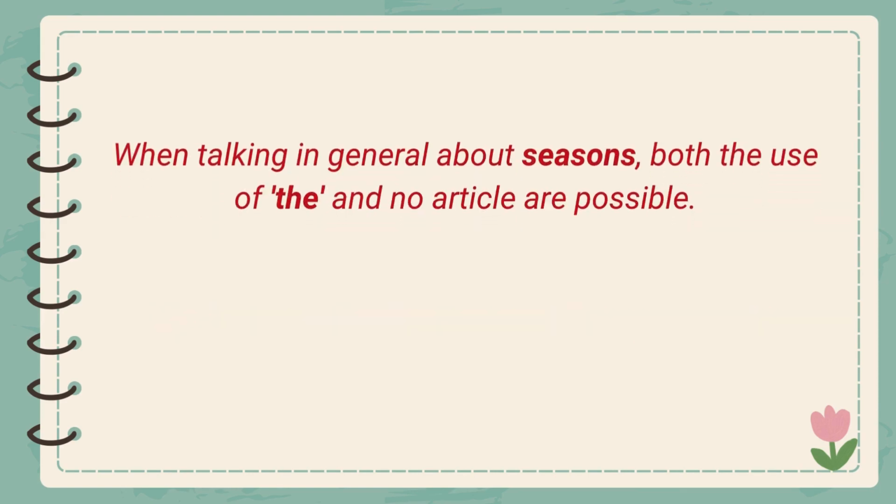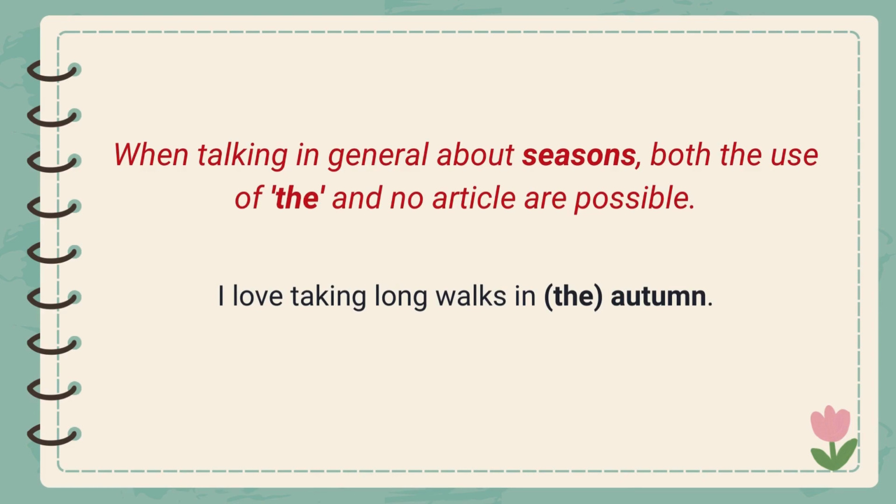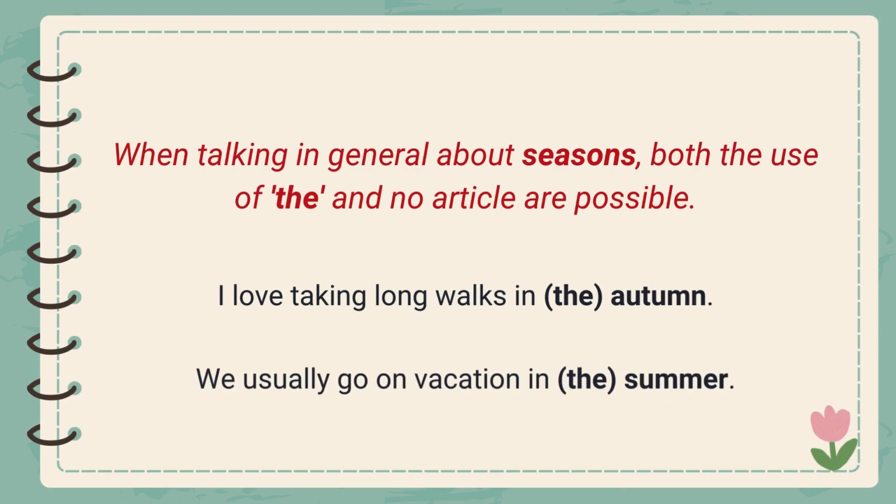When talking in general about seasons, both the use of the and no article are possible. The choice depends on the speaker's preference and the emphasis they want to convey. For example, I love taking long walks in the autumn. Both I love taking long walks in autumn and I love taking long walks in the autumn are suitable, depending on the desired emphasis. We usually go on vacation in the summer. We usually go on vacation in summer, and we usually go on vacation in the summer are both acceptable, depending on the emphasis the speaker wants to convey.